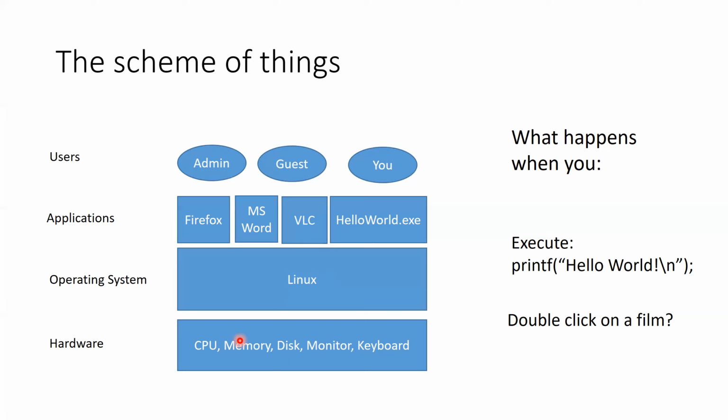So the VLC media player will try to read that file for that film, but as we said, it's an application and it cannot access the hard disk directly. So it will request the operating system to read that particular file for it. The operating system would go access the hard disk, read the file that's being requested by the VLC media player, and load it into the RAM again.